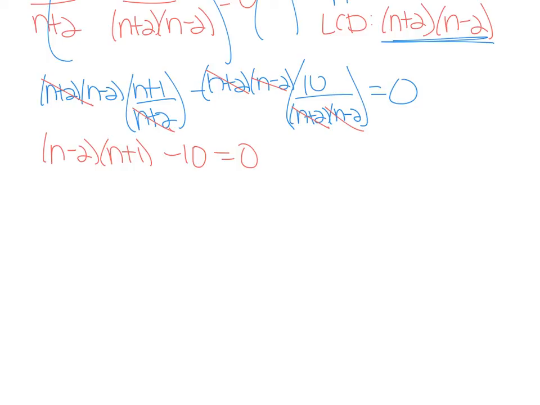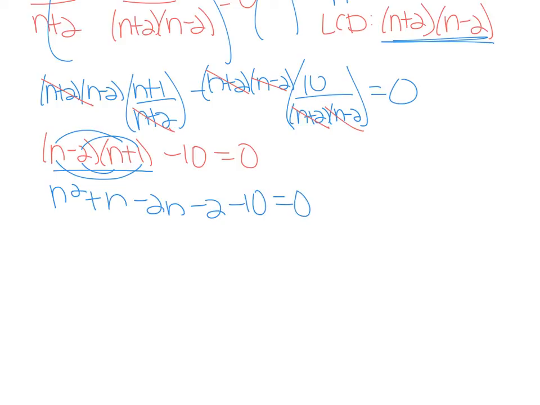What I'm actually going to have to do for this one is FOIL this out and then simplify before I can factor. So if I FOIL this out, we get n squared plus n minus 2n minus 2, and then we've still got that minus 10 equals 0. Let's go ahead and combine like terms. So I have n squared. When I have n minus 2n, I get a minus n. -2 minus 10 gives me -12, which equals 0.